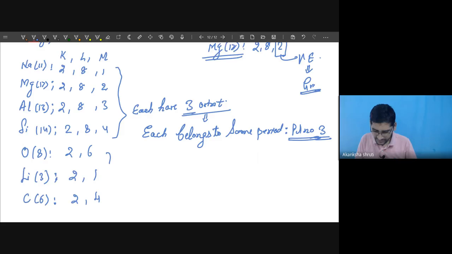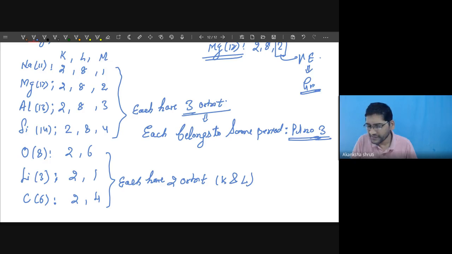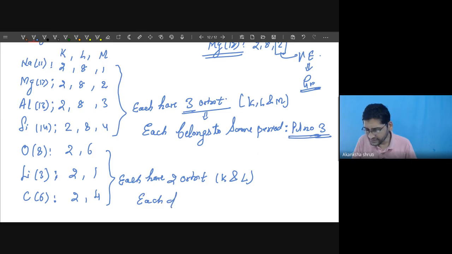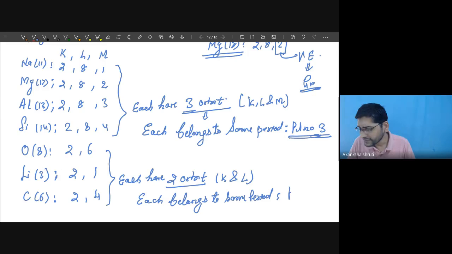Now coming to the next 3, how many orbits do these have? Each has 2 orbits. What are they? They are K and L. Here, if you want, you can write K, L and M. Therefore, each of these belongs to which group? No group right now. We are talking about the number of orbits, so we shall talk about the same period. Which period? It will be period number 2. Are you okay? So first, how to allocate the period, that we have determined.